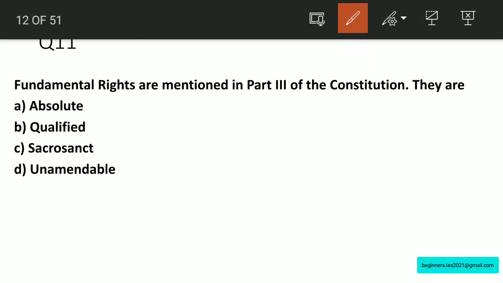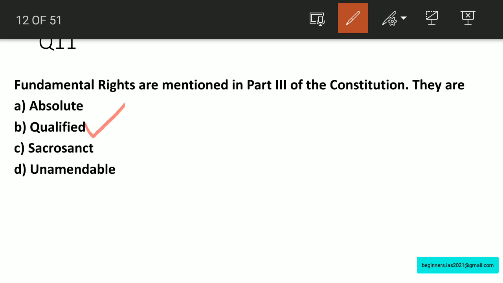Here the fundamental rights are mentioned in Part 3 of the Constitution. We have to find whether these fundamental rights are absolute, qualified, sacrosanct, or unamendable. This is a straightforward question. These fundamental rights are not absolute rights and also not sacrosanct, and they are amendable by the Parliament by a Constitutional Amendment Act. Therefore, this is the right answer.